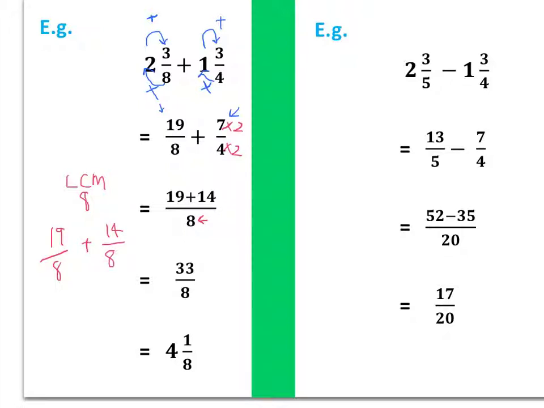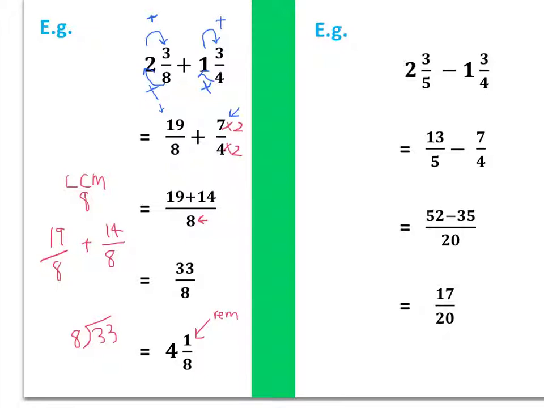So our next step, we keep the denominator the same, 8. 19 plus 14 is 33. And then our final step is to simplify. Remember that we do 8 into 33 leaves us with 4, and our new numerator is the remainder. So we're left with 4 and 1/8.